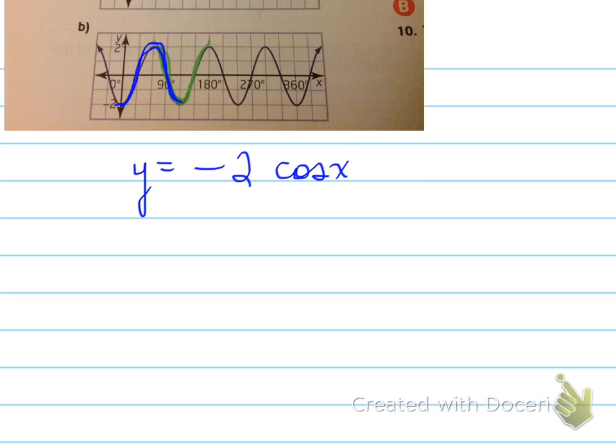We know that it's got to have the amplitude, which is 2 in our case. Cosine, something to do with the k. The k value is affected by the period. So we need to find the k value.